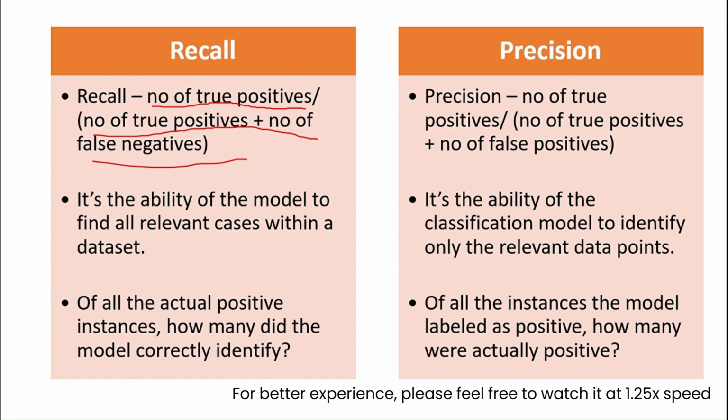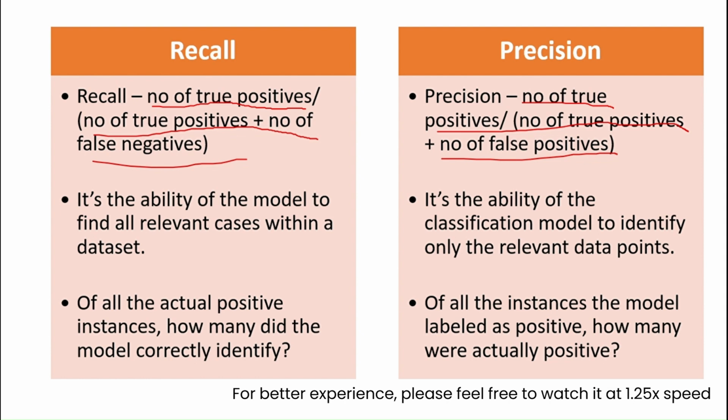Precision is the number of true positives divided by the number of true positives plus the number of false positives. So the only difference between these two equations is in the denominator. For recall we have true positives plus false negatives, and for precision we have true positives plus false positives. So recall is the ability of the model to find all relevant cases within a dataset, that is, of all the actual positive instances, how many did the model correctly identify.